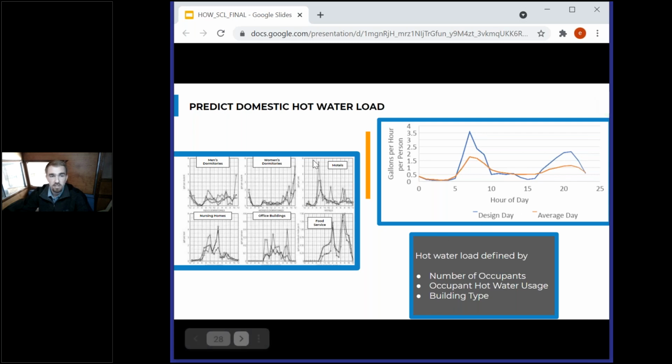And that load changes with different buildings, as you can see on the left here. So if it's a men's dorm, for example, you have this big peak right at the end of the night. And nursing homes, you have a couple of larger peaks in the middle of the day. So that's going to change the ratio of storage you need versus how much heat pump you need to recharge that storage with.